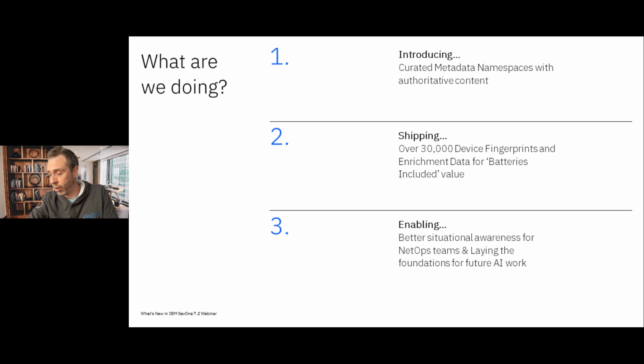Now, these namespaces are authoritative, they are complete, and the way that we do that is we are now shipping a new database with about 30,000 device fingerprints and enrichment for those devices. There's nothing you need to do. You don't need to turn anything on. Just upgrading to 7.2 is going to provide this to you. And what is this? Well, it's going to provide better situational awareness. What is a router? What is a switch? Where is this located? A lot of contextual information that may not have been previously available is now going to be available right at your fingertips. And we'll take a deeper look into that.